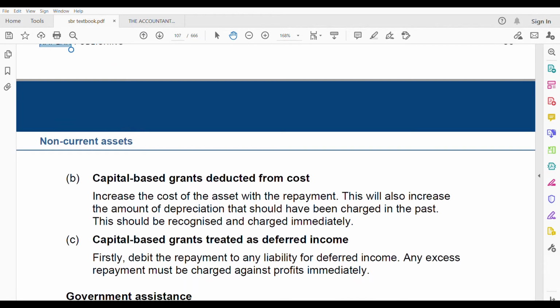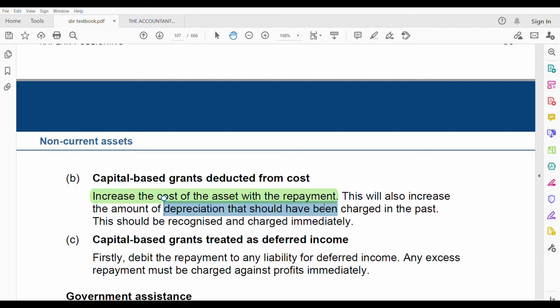What if it's a capital based grant? Either you deduct it from cost, or you treat it as a deferred income. So capital based grant, deducted from cost: increase the cost of an asset with the repayment. This will also increase the amount of depreciation that has been charged in the past. So if your cost of asset increases, obviously your depreciation will increase.